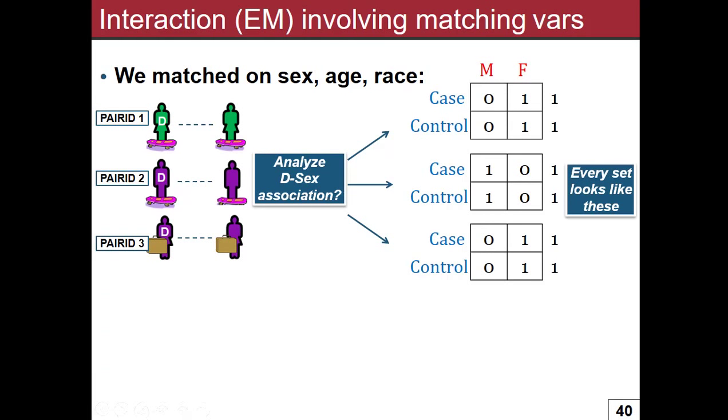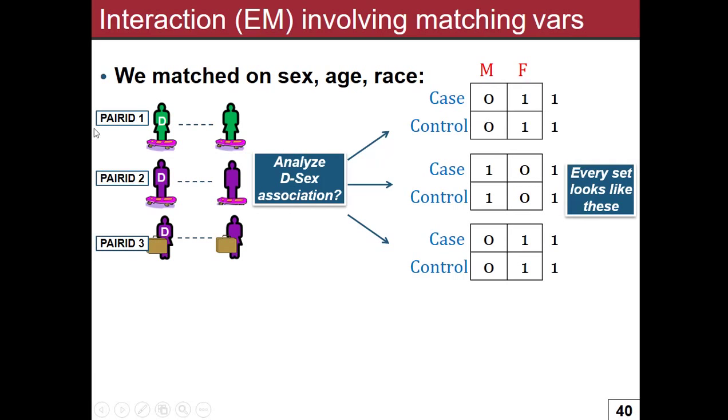This is the idea that we talked about: if you match on a factor, you can't really look at it. You can't include it as a factor in the analysis. If you wanted to look at the disease or case, sex association, you might do a stratified analysis like this. And basically, in every matched pair they have the same sex. So in pair one, they're both female. Pair two, they're both male. When you perfectly balance the data through matching, you can't look at associations with the matching factors, by design.